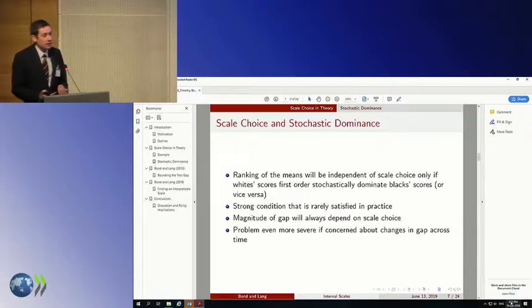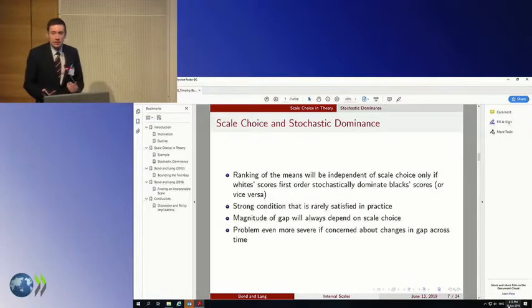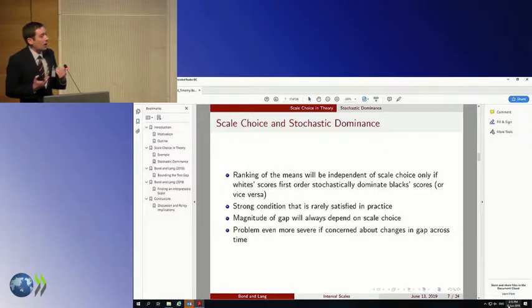It's a strong condition, but you can see it in things like the effect of Head Start on kindergarten test scores, for instance. However, even if that is satisfied, the magnitude of the difference is always going to be sensitive to scale choice. So there's always going to be some uncertainty about the magnitude of the effect depending on what scale we choose. Now, if we're interested in something more complex than just measuring a difference in means, such as changes in a test score gap across time, that's going to be even more sensitive to scale choice.